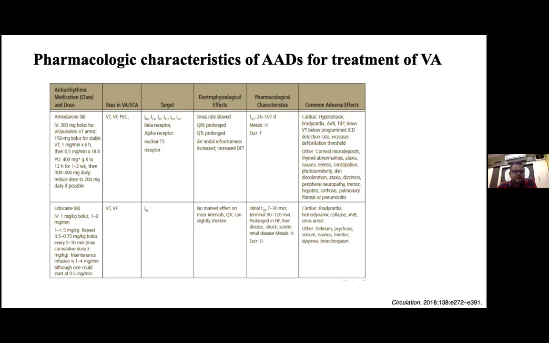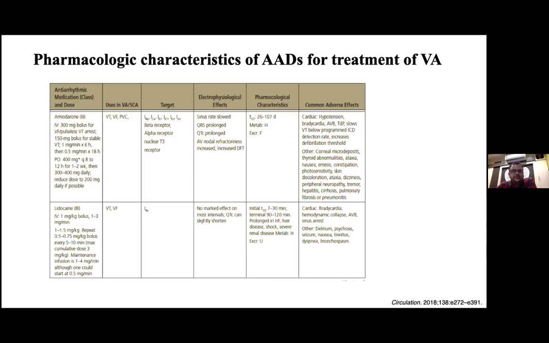And it has got very electrophysiological effects. Means it can lower the sinus rate, the QRS is prolonged, the QTc is prolonged, the His nodal refractoriness is increased, and it increases the DFT also, that is the defibrillation threshold. But it has got a lot of adverse effects, especially the hypotension, bradycardia, AV blocks, then TdP. It slows the VT below the programmed ICD detection rate and increases the DFT.